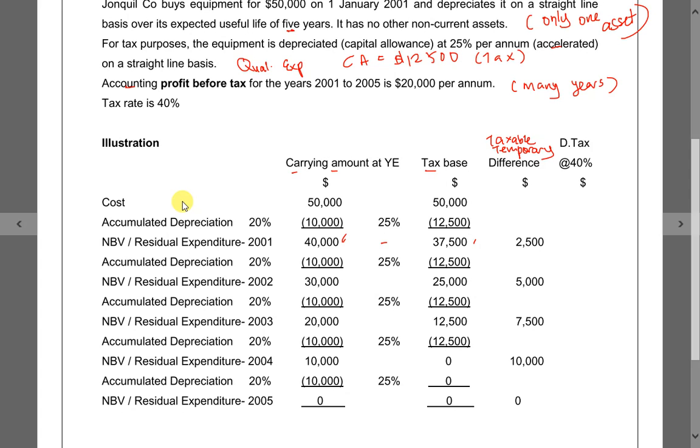You see, accounting, I still got 40. But for tax, I can only claim 37.5. So I'm left with 2,500, which cannot be claimed anymore. So this is a taxable temporary difference. Means I have to pay tax on 2,500. So what's the tax rate now? 40%. DTA or DTL? DTL.